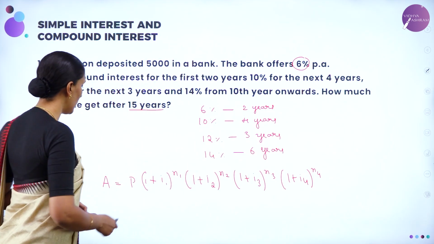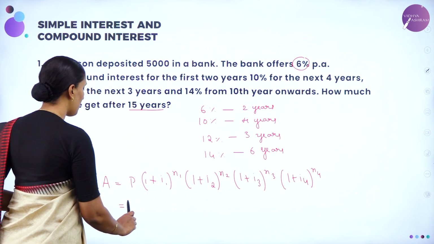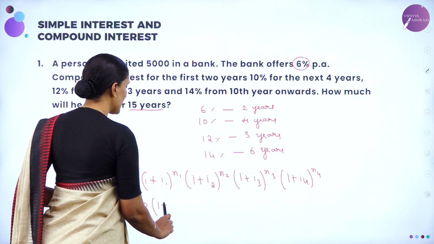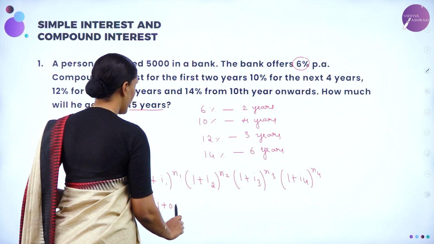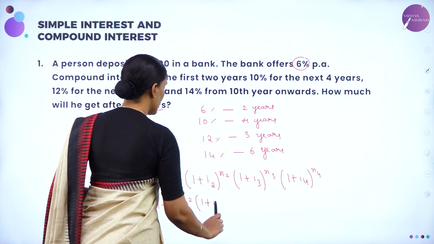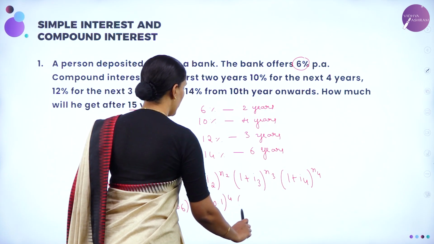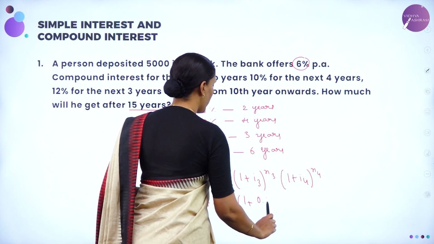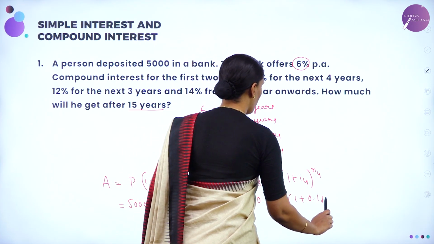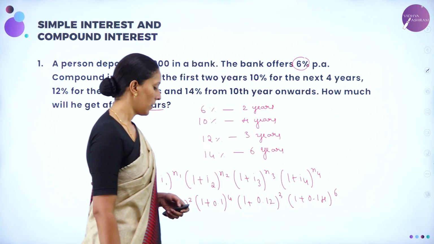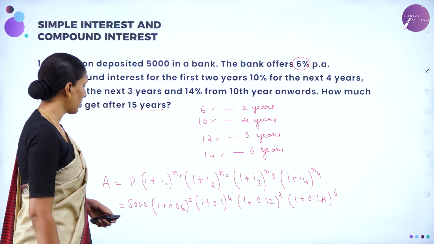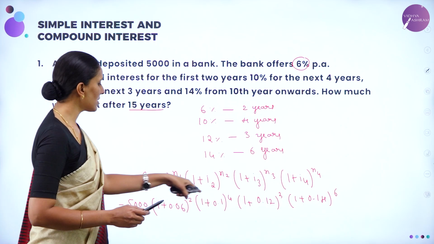So if we substitute here, then this is equal to, the principal was 5,000, into 1 plus interest 0.06 whole to the power N1, which is 2. Next we have 1 plus 0.1 whole to the power 4. Next we have 1 plus 0.12 whole to the power 3. Next we have 1 plus 0.14 whole to the power 6.